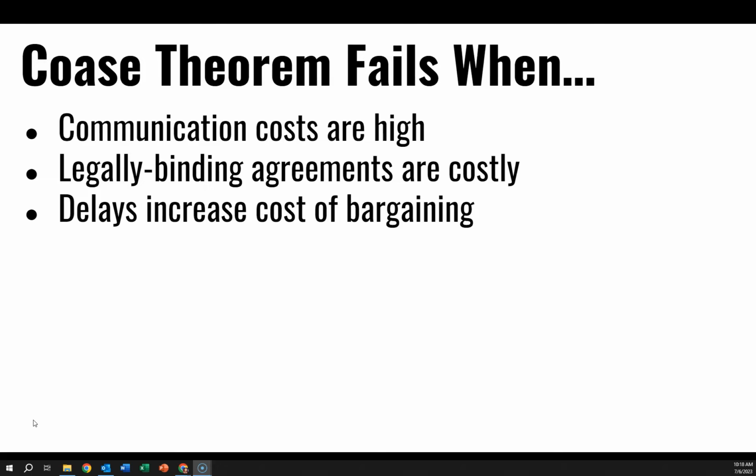This sort of private negotiation works in our model as long as it's relatively inexpensive for us to negotiate. It doesn't work if communication costs are very high or if legally binding agreements are difficult or costly to enforce, or if it just takes a long time for us to negotiate and implement any sort of bargain. So Coase theorem is not perfect, but it does present an ability for markets to solve the problem on their own.